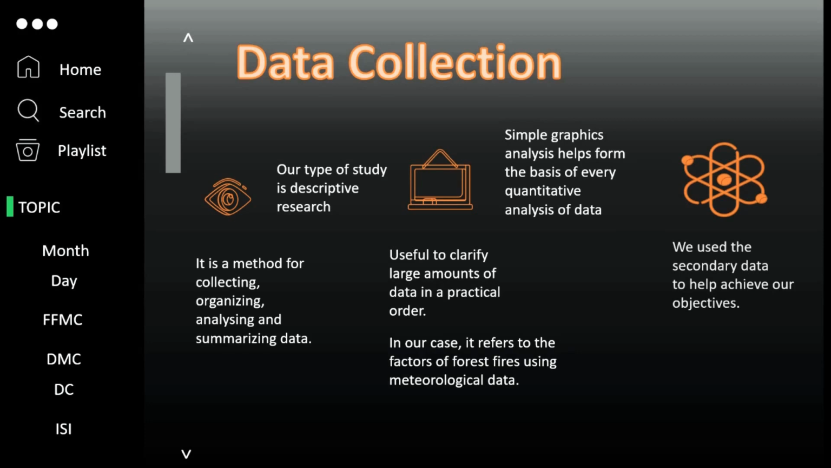Descriptive statistics help us to clarify large amounts of data in a practical order. In this case, it refers to the factors of forest fires using meteorological data. Data could be collected in various ways. We use secondary data since the data we received is a random collection of data samples which has already been collected and is readily available in other sources.